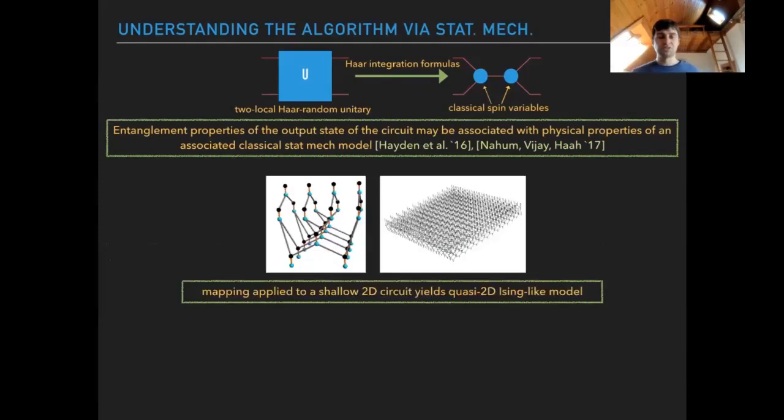So these pictures show what happens when we apply this mapping to our shallow 2D circuits that we're interested in in this work. So the left-hand picture shows a more zoomed in output of the mapping involving only a few random unitaries, and the right-hand picture shows a zoomed out view after the mapping has been applied for the entire circuit. And the takeaway from the right-hand picture is that when we do this mapping, we end up with a quasi two-dimensional stat-mech model, which is Ising-like in some ways.